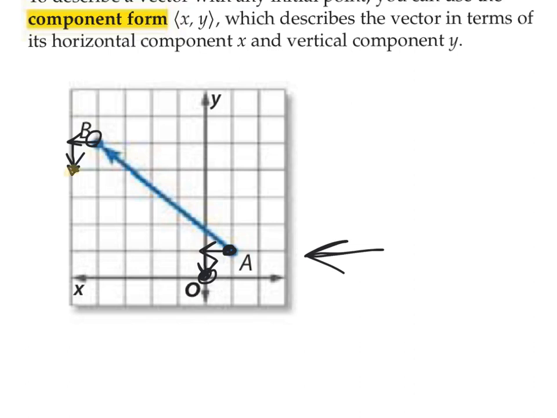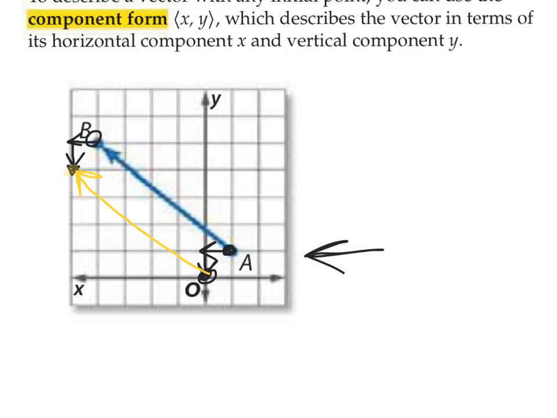So now we know where the initial point should be. We went over 1 and down 1. And now we know where the final point should be. We went over 1 and down 1. So now in yellow, I'm going to draw what the vector should look like.